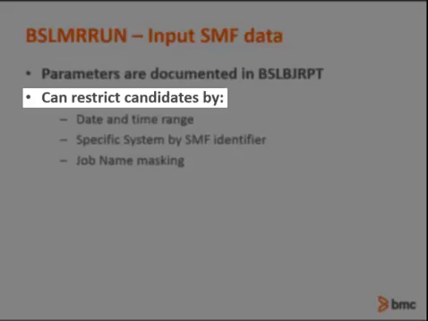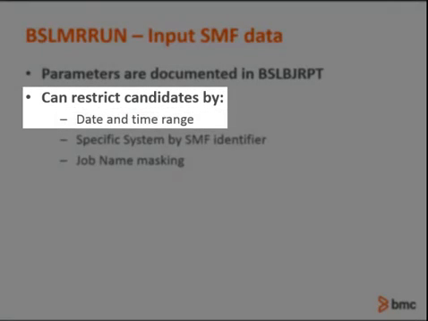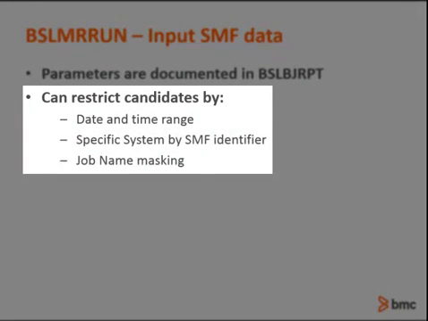BZLM-RR-Run has parameters that can help reduce candidate selection to meaningful jobs. The parameters are combined to create a set of eligible jobs. For example, you can limit candidate selection to a specific date and time for a specific set of systems whose jobs begin with the letter P.